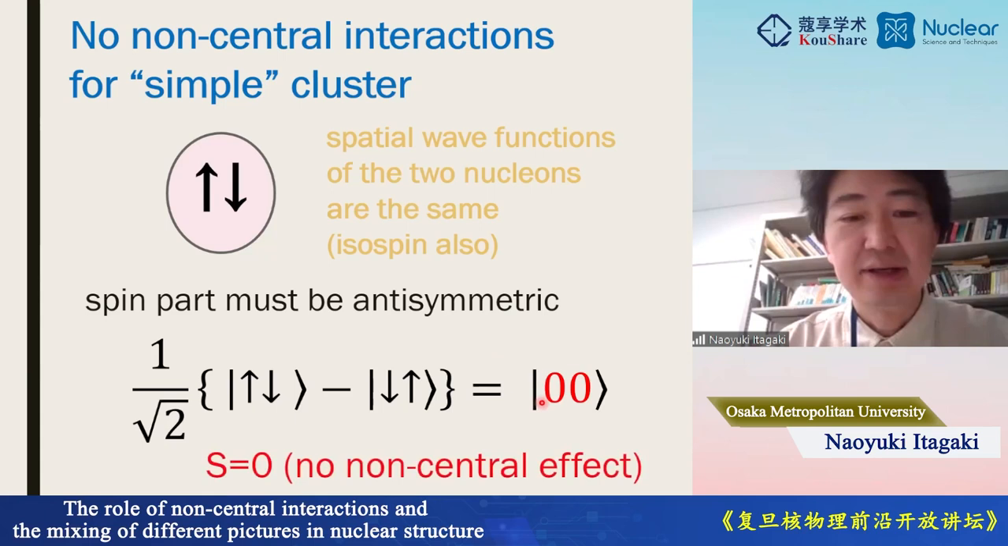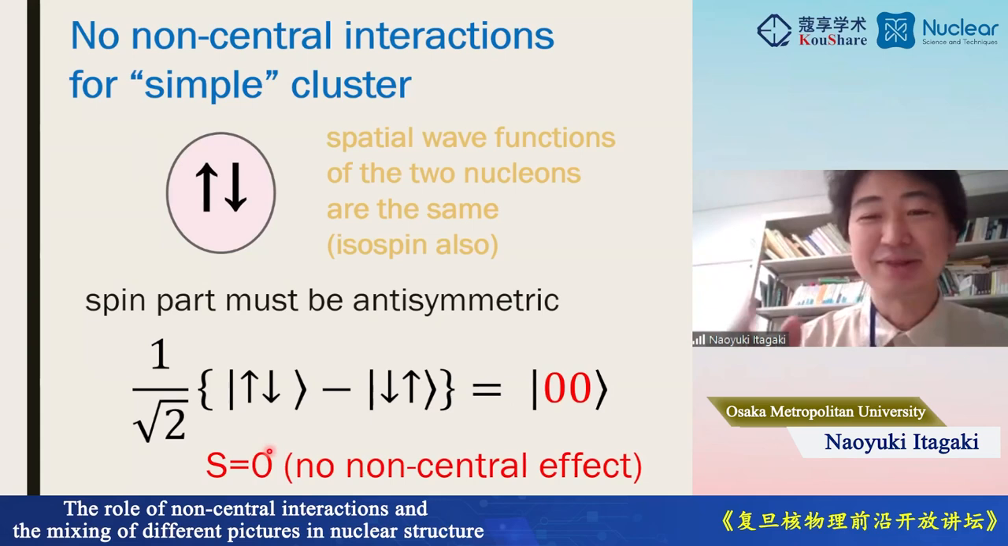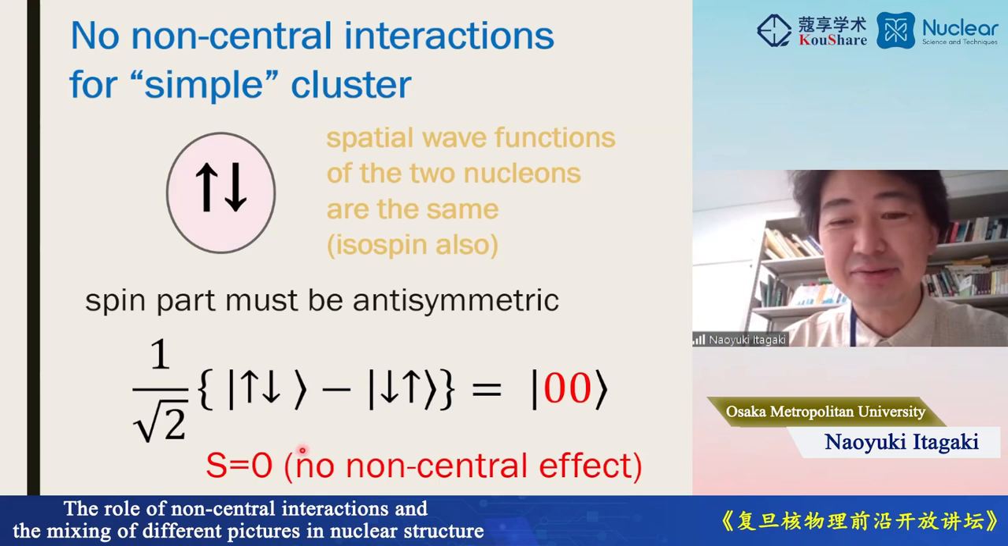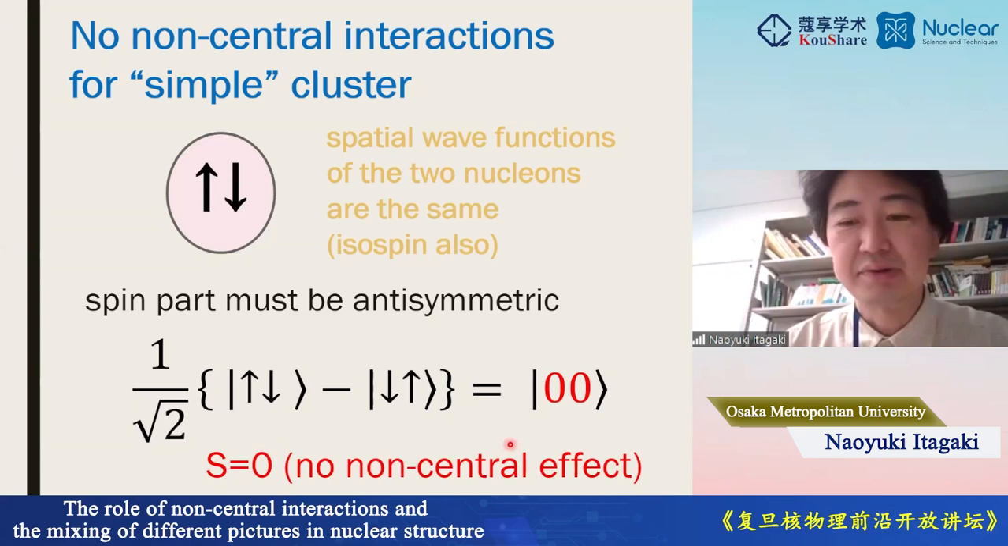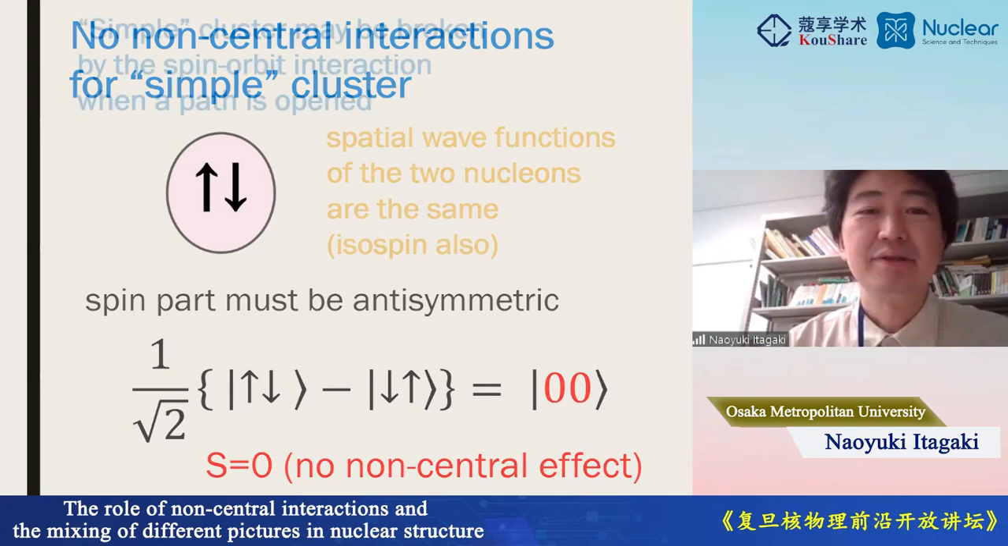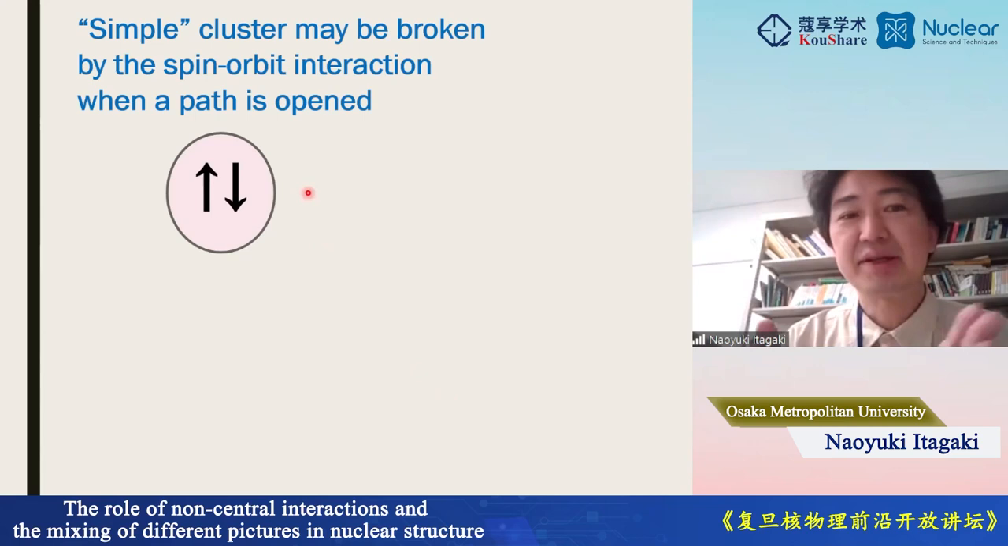Then in this case, I'm sorry, but I don't have the time to prove this, but there is a proof. So please believe in the existence of the proof that a non-central interaction does not contribute to this dineutron state, for S equal to zero. So no non-central effect. Okay, so the non-central interaction does not contribute for the simple traditional cluster. So we have to expand the model space and open a kind of path to break it.